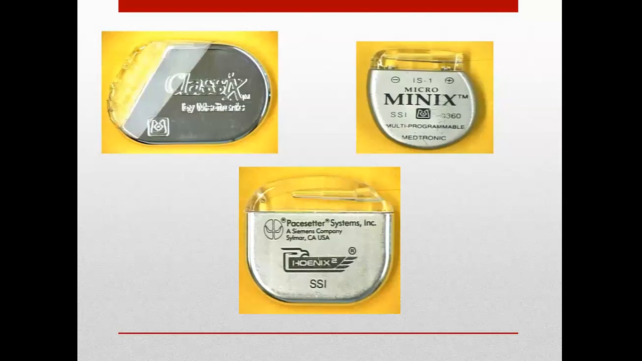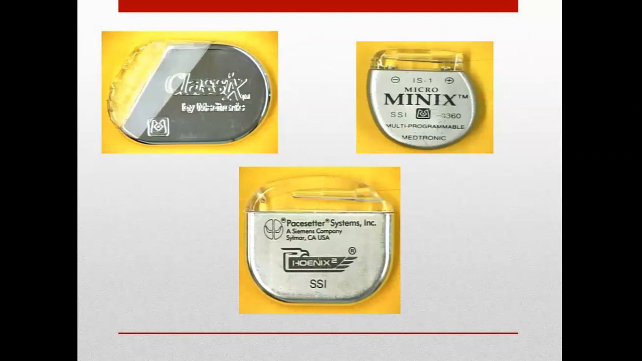Obviously modern pacemakers come in a variety of shapes and sizes, and modern technology has really allowed for advancements in pacemaker technology. The microprocessors allow for increasingly smaller generators, even though the functions are still very complex. They're a lot more energy efficient and reliable than previous models.